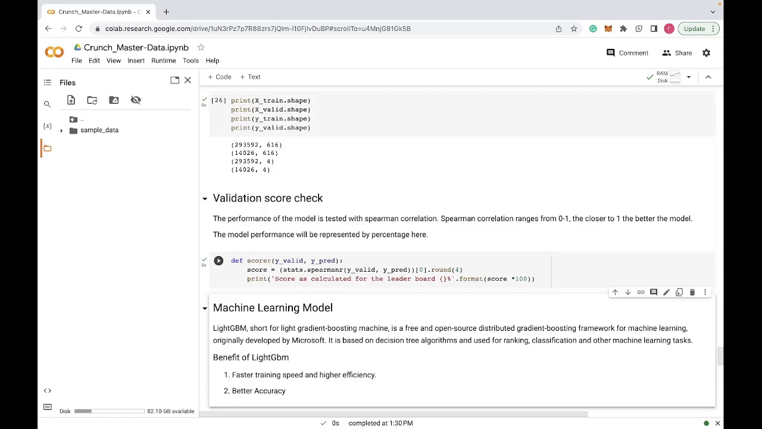The next step for us is to choose a suitable machine learning model in order to make accurate predictions. So now I'm going to be choosing the LightGBM model. So why LightGBM? One of the benefits is faster training speed, high efficiency, and better accuracy.